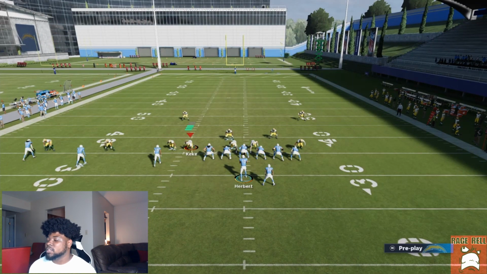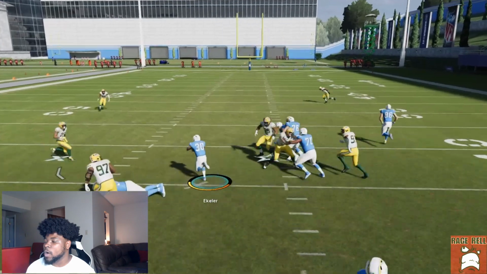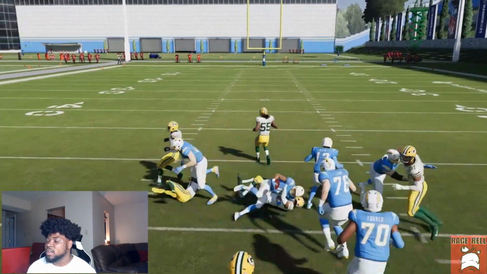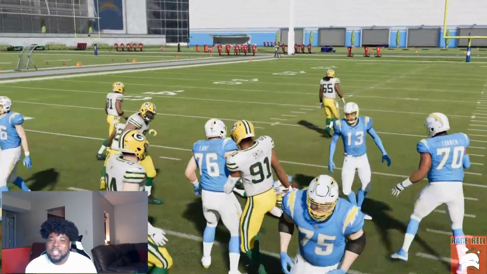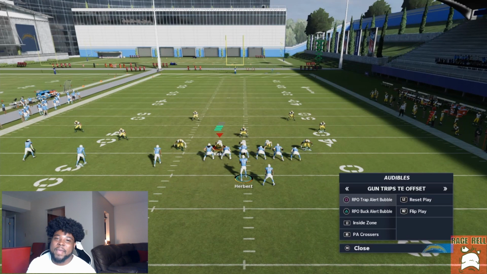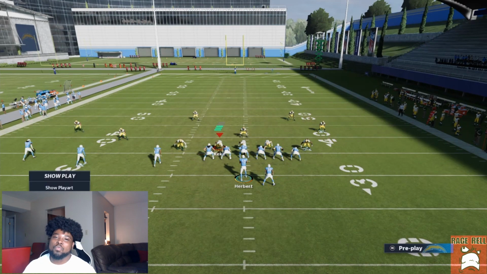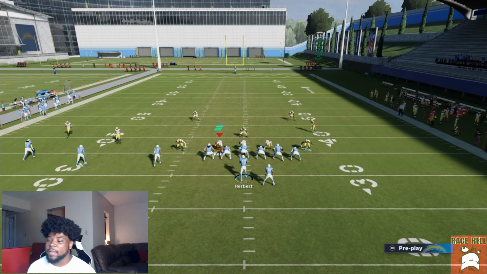So let's actually go with RPO trap, which is not ideal versus man coverage. And the reason why, as you can tell, right here, the holes are nice. You're probably saying like, it looks like it's ideal, but in game, it's not going to be that typical, I promise you. If you know they're running man coverage, what you want to run is going to be this buck every single time. This will force your opponent to not be able to play man coverage.